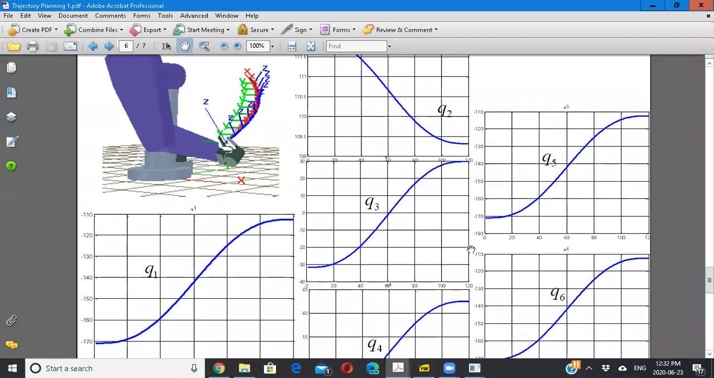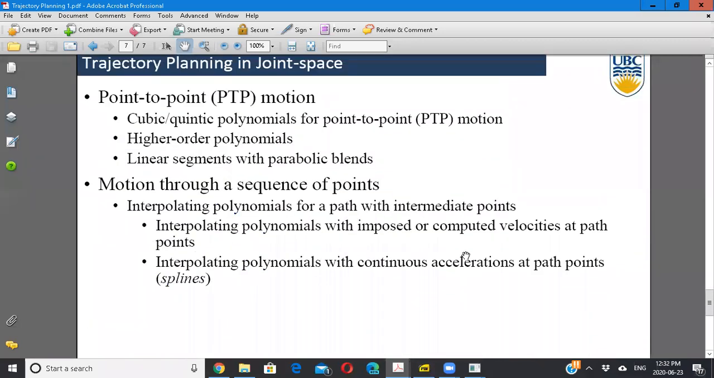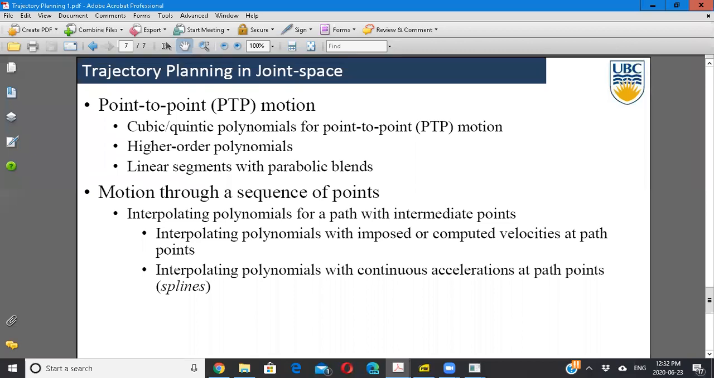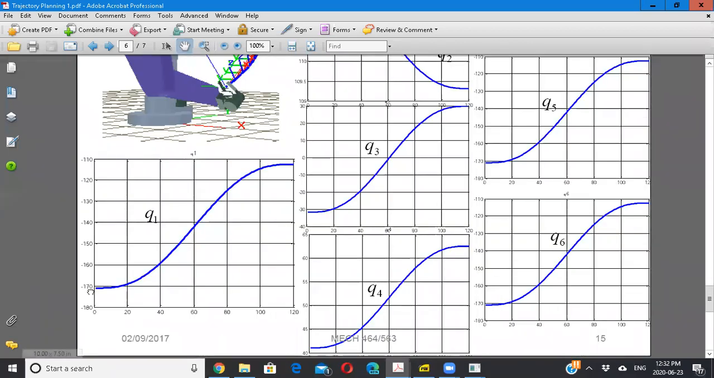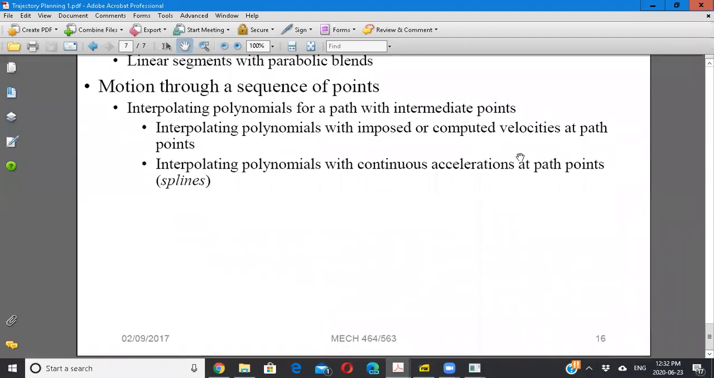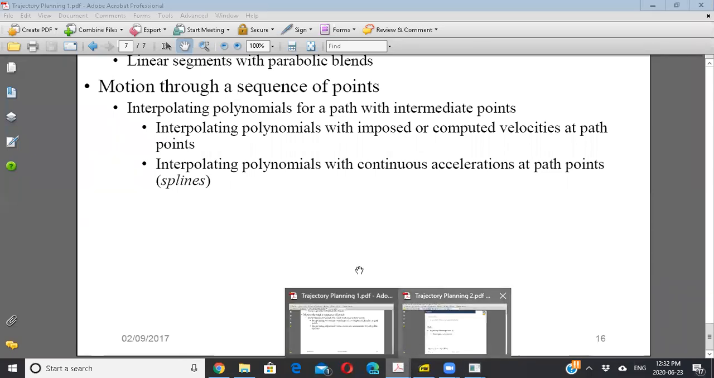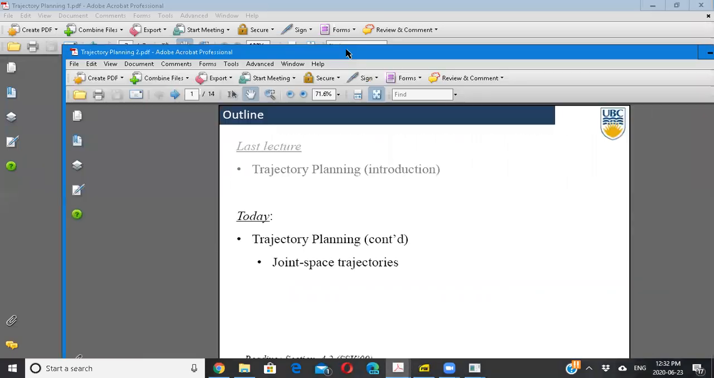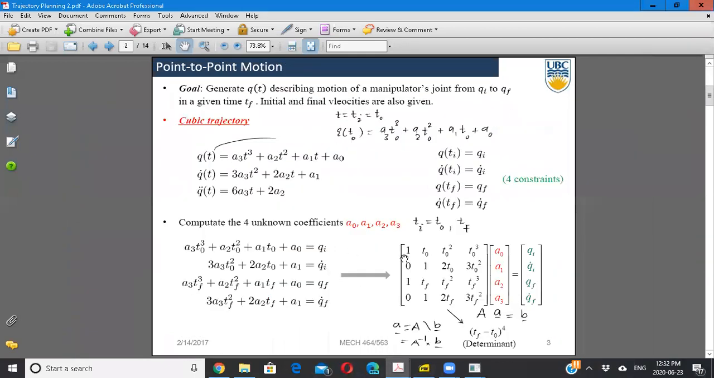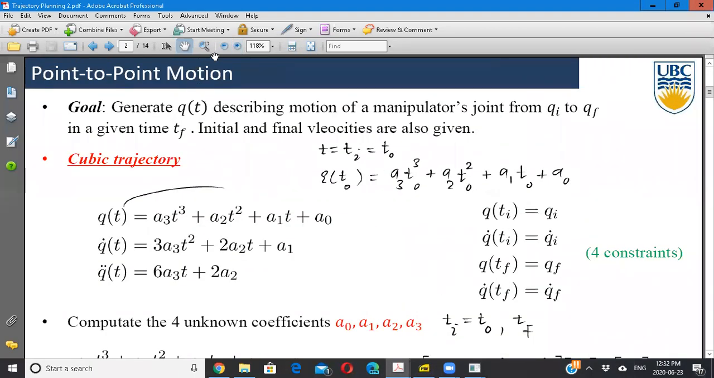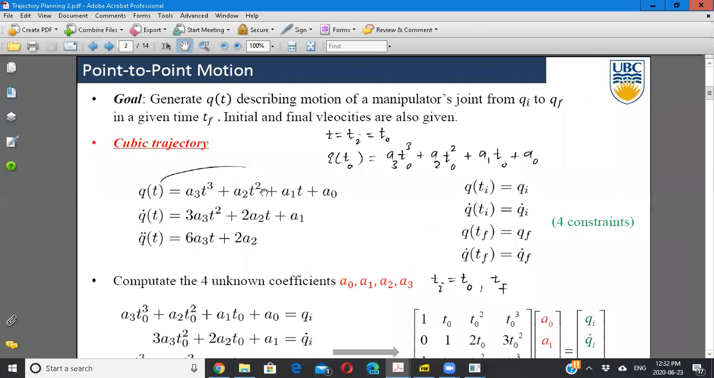How these curves are obtained, that is our next topic. Let's consider point-to-point motion first. Point-to-point means all we care about are the initial points for each joint and the final points. Now let's do some example, some math, which will give us those joint positions in the middle.